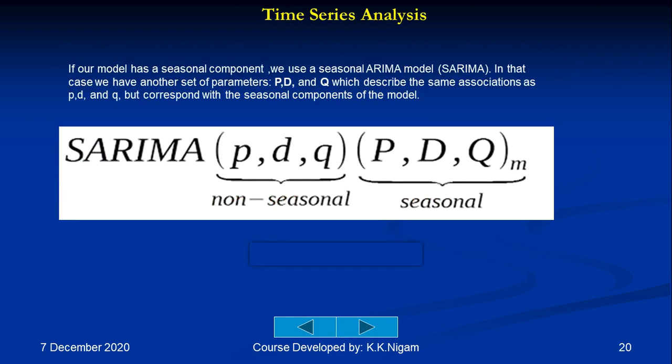If our model has a seasonal component, we use a seasonal ARIMA model, known as SARIMA. In that case, we have another set of parameters, that is capital P, capital D and capital Q, which describe the same associations as we have seen in the case of ARIMA, that is p, d and q, but correspond to the seasonal components of the model. It becomes SARIMA, with small p, d, q for non-seasonal, and capital P, D, Q for seasonal.